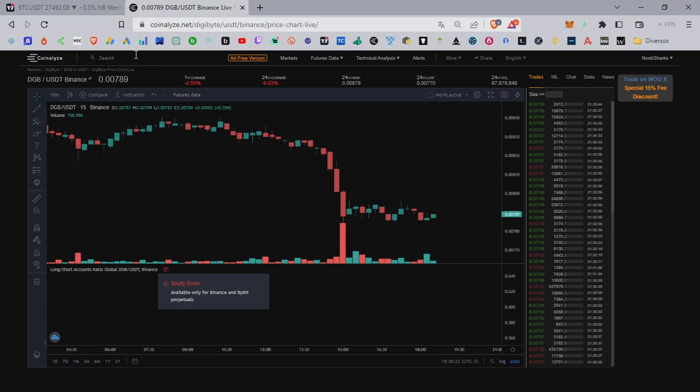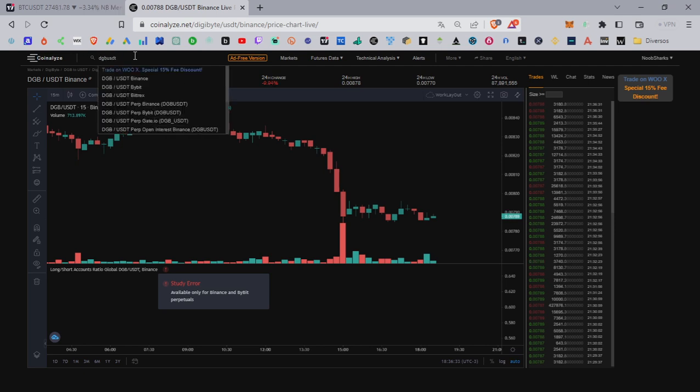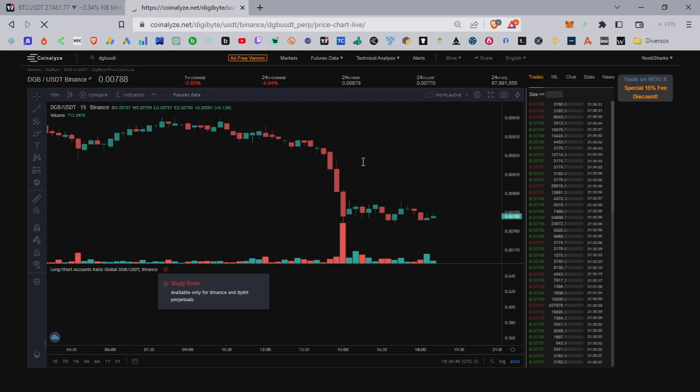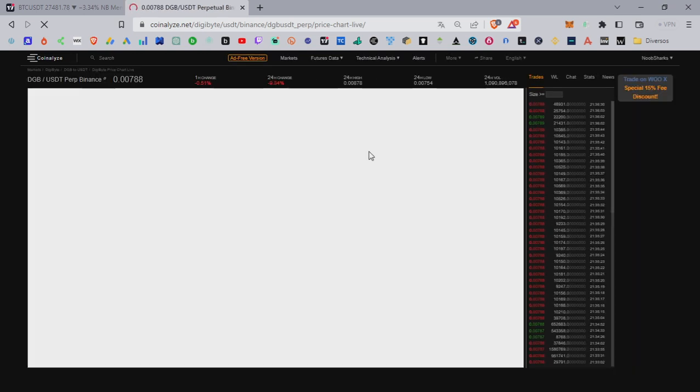And be sure that you are doing something like this. DGB USDT. Okay, maybe I typed it wrong. DGB USDT, and you have to get the perp pair. Okay, and if you don't get the perp pair, everything won't work. You know, it really won't work.